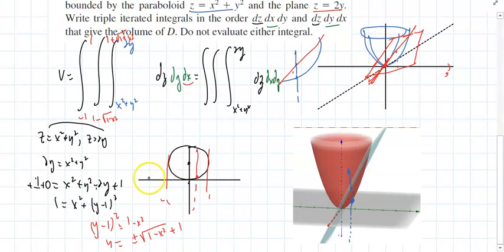And if I run sideways, this is going to run from y equals 0 to y equals 2. And x is going to run from, what would x equal? Moving this to the right, x equals plus or minus the square root of 1 minus (y minus 1) squared, from negative the square root of 1 minus (y minus 1) squared, to positive the square root of 1 minus (y minus 1) squared.